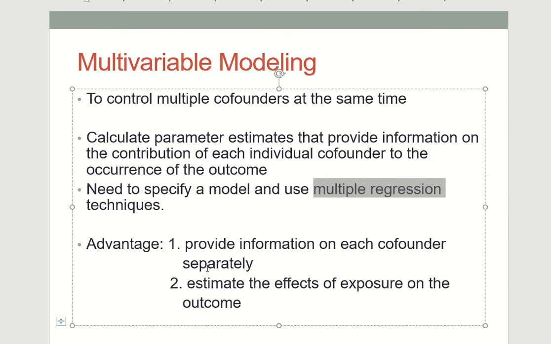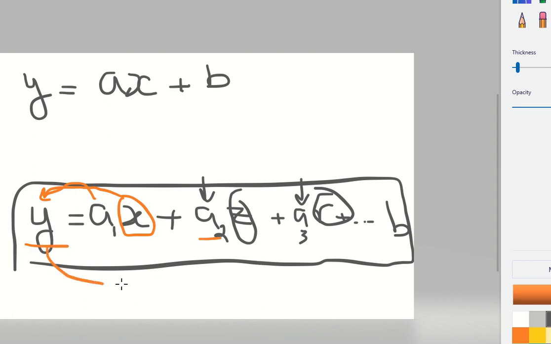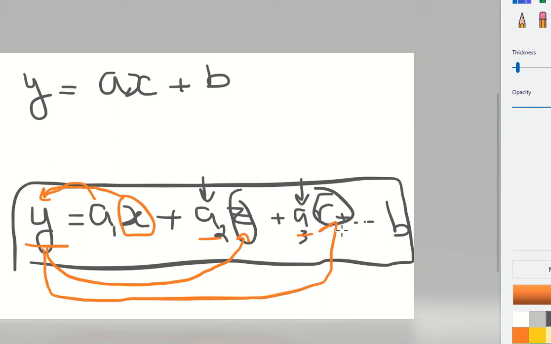The advantage is that it provides information on each confounder separately, and if we go back here, every confounder comes with its own measure of association. So this is your exposure, and a1 is the measure that associates X with Y, then a2 is the measure of association between the outcome and confounder number one, and a3 is the measure of association with the outcome and potential confounder number two. By the way, they do not have to be confounders. They could be multiple risk factors, and you're adding them together in one model. Each one of them is a risk factor, and every a is a measure of association for every one of these risk factors.